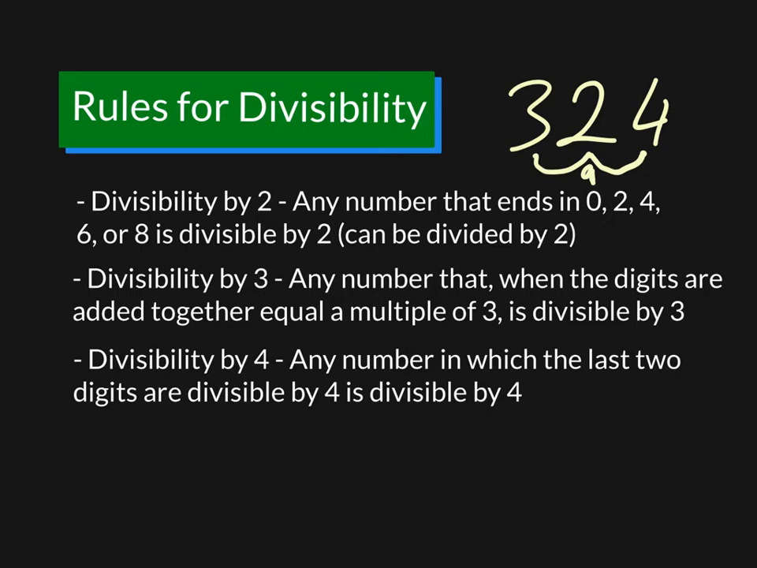Divisibility by 4. Any number in which the last two digits are divisible by 4 is divisible by 4. So when we look at 324, for example, we know the times table and we know that 4 times 6 is 24. So 24 is divisible by 4. The whole number is divisible by 4.